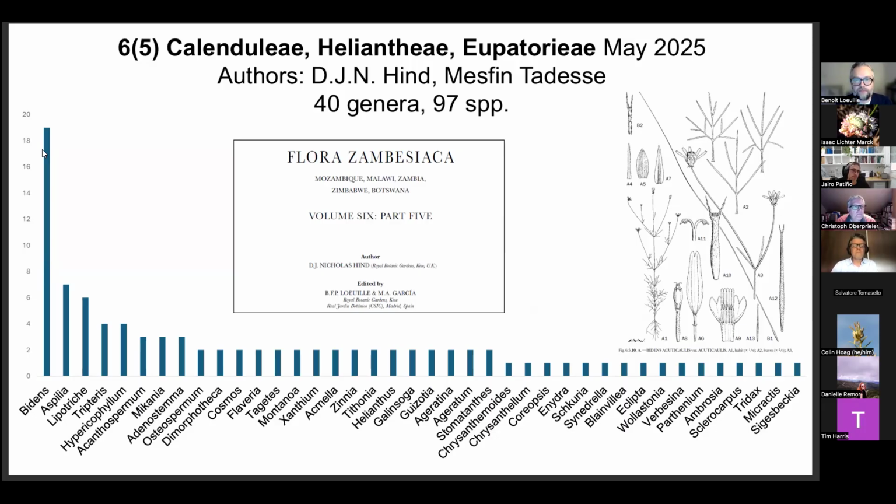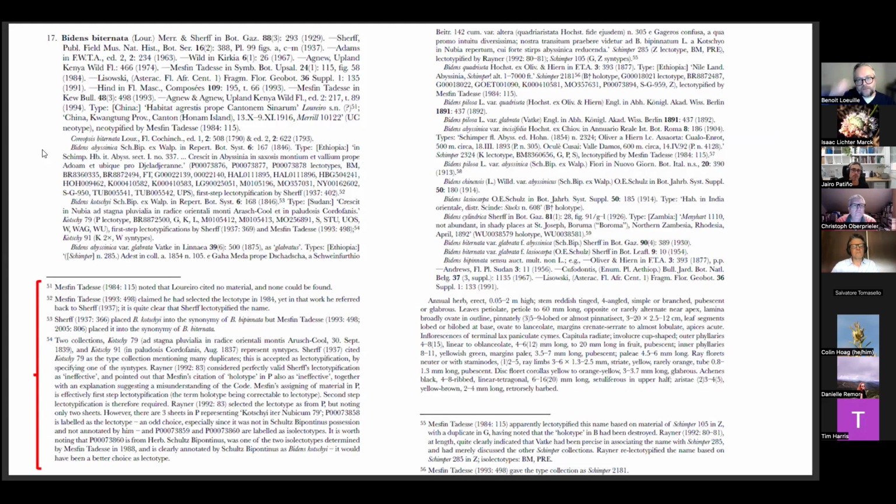Most of the treatments were done by Nicholas Hind, except for Bidens, which was done by Mesfin Tadesse. It's also the largest genus in this volume of the flora. So I think there is a big difference between the volume done by Nicholas and the previous one because it includes lots of synonyms with the citing types and lots of notes. So it's very rich, and even for some species that are widespread, it's very important to consult the Flora Zambesiaca for this nomenclatural reason.